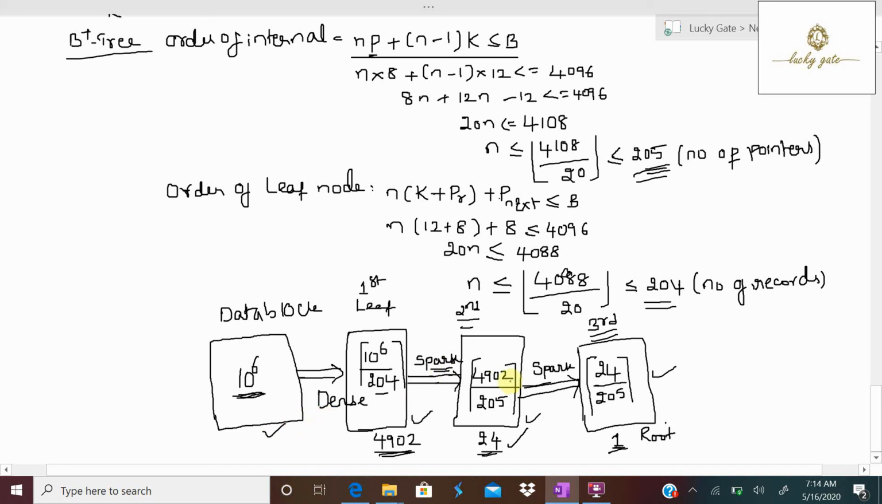So because this B plus tree index has 3 levels and one in the data file, at each level it requires accessing one block and finally one block in the data file. It means the minimum number of blocks to access will be equal to 4. Means 4 blocks to access as a minimum. So the answer for this question will be 4.